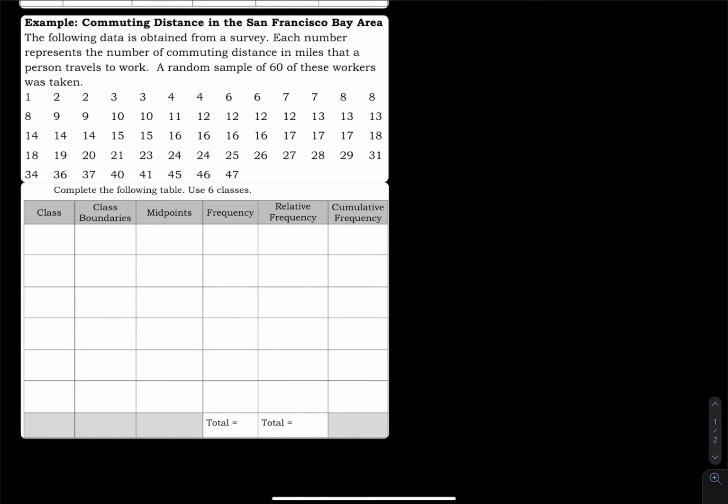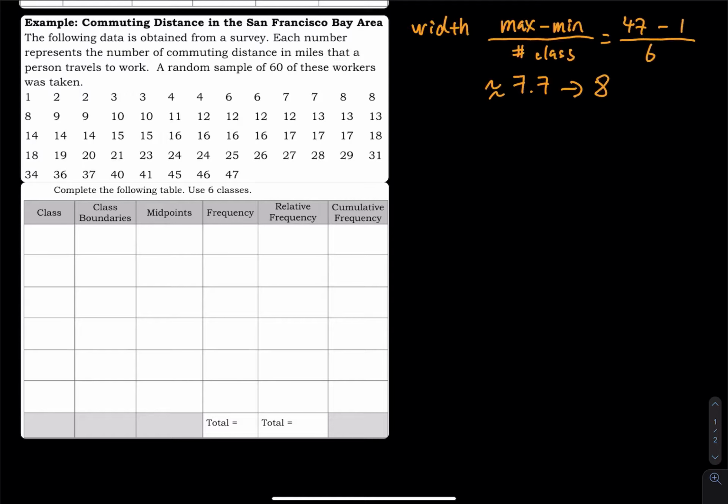So here is how I'm going to do it. I'm going to start with class, and to start, everything is all blank, right? So I have to put something in class. How do we start? First, you have to determine the class width. For the class width, you use the maximum minus the minimum, the highest value minus the lowest value, divided by the number of classes. The maximum value is 47, the minimum value is 1, and then you divide by 6. So you get somewhere around 7.7. I will round this up to 8. 8 is my class width.